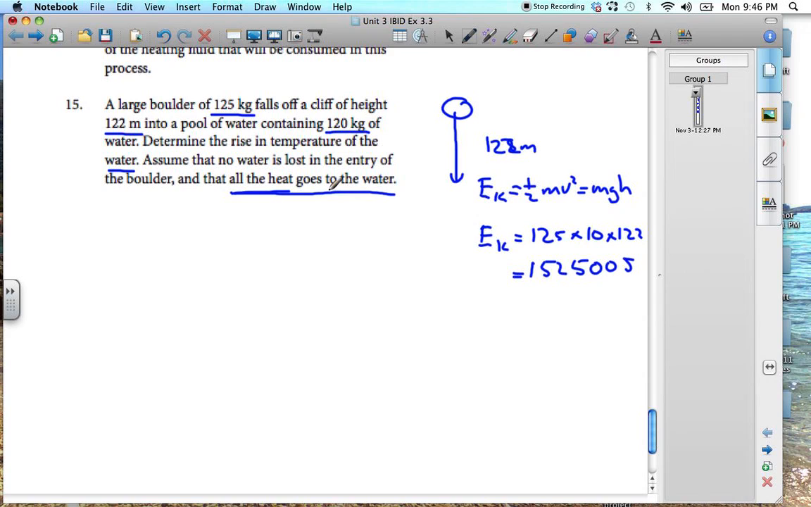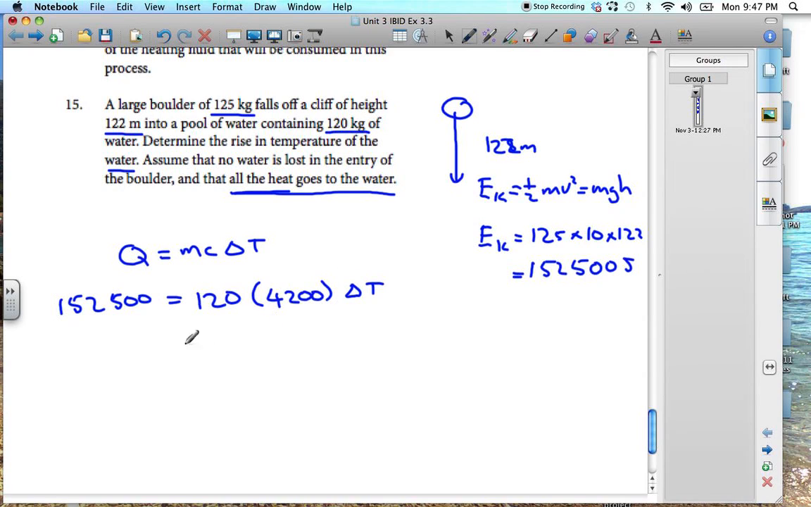Now, all the energy goes to the water. So as it falls into the water, obviously the water would cause it to decelerate, it will do work. That work will be in the form of friction. It will cause the water to rise. So this, using Q is equal to mC change in T, we've got this is the input energy 152,500. The mass of the water is 120. The C of water, specific heat capacity, is 4,200. Change of temperature.